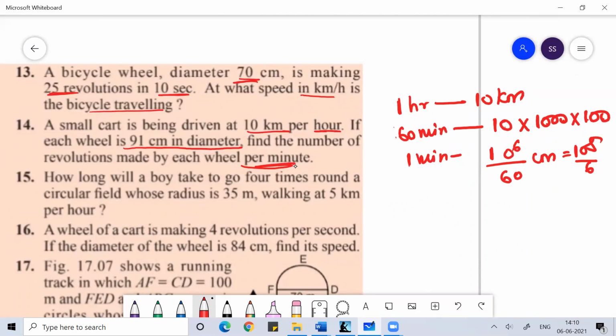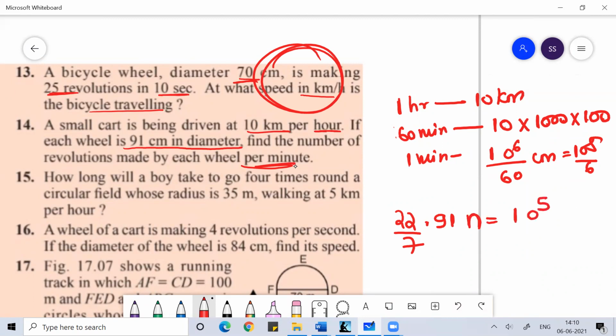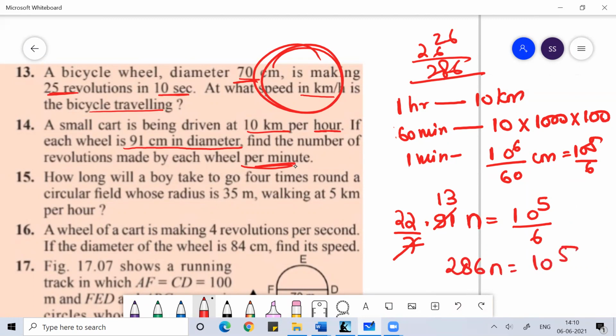So if each wheel is 91 centimeters in diameter, how much distance does it cover in one circle? Pi into d. So that is 22 by 7 into 91. So that is one circumference. Number of revolutions, suppose n, should be equal to 10 to the power 5 by 6. 13 sevens are 91. So this would be 286 n equal to 10 to the power 5 by 6.